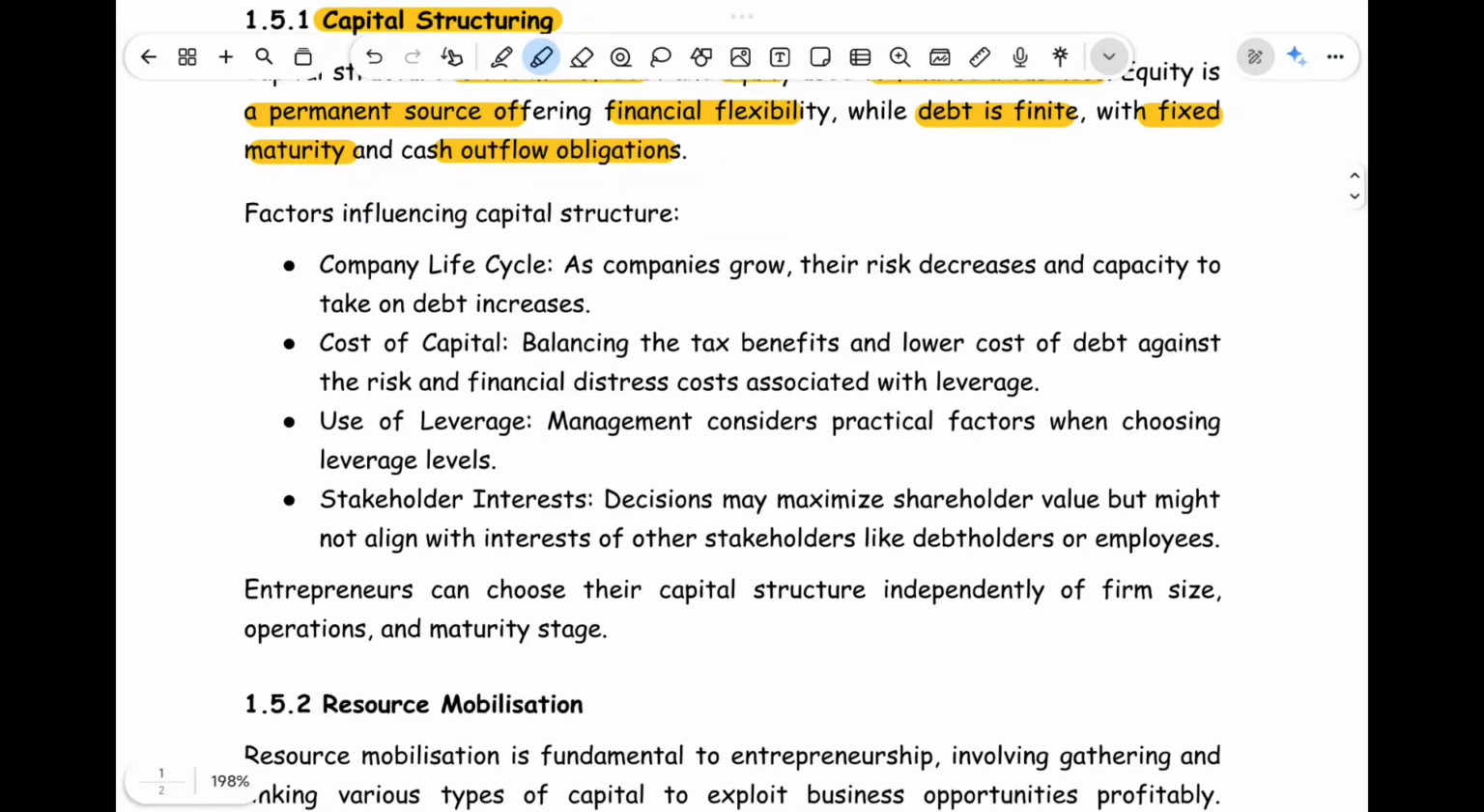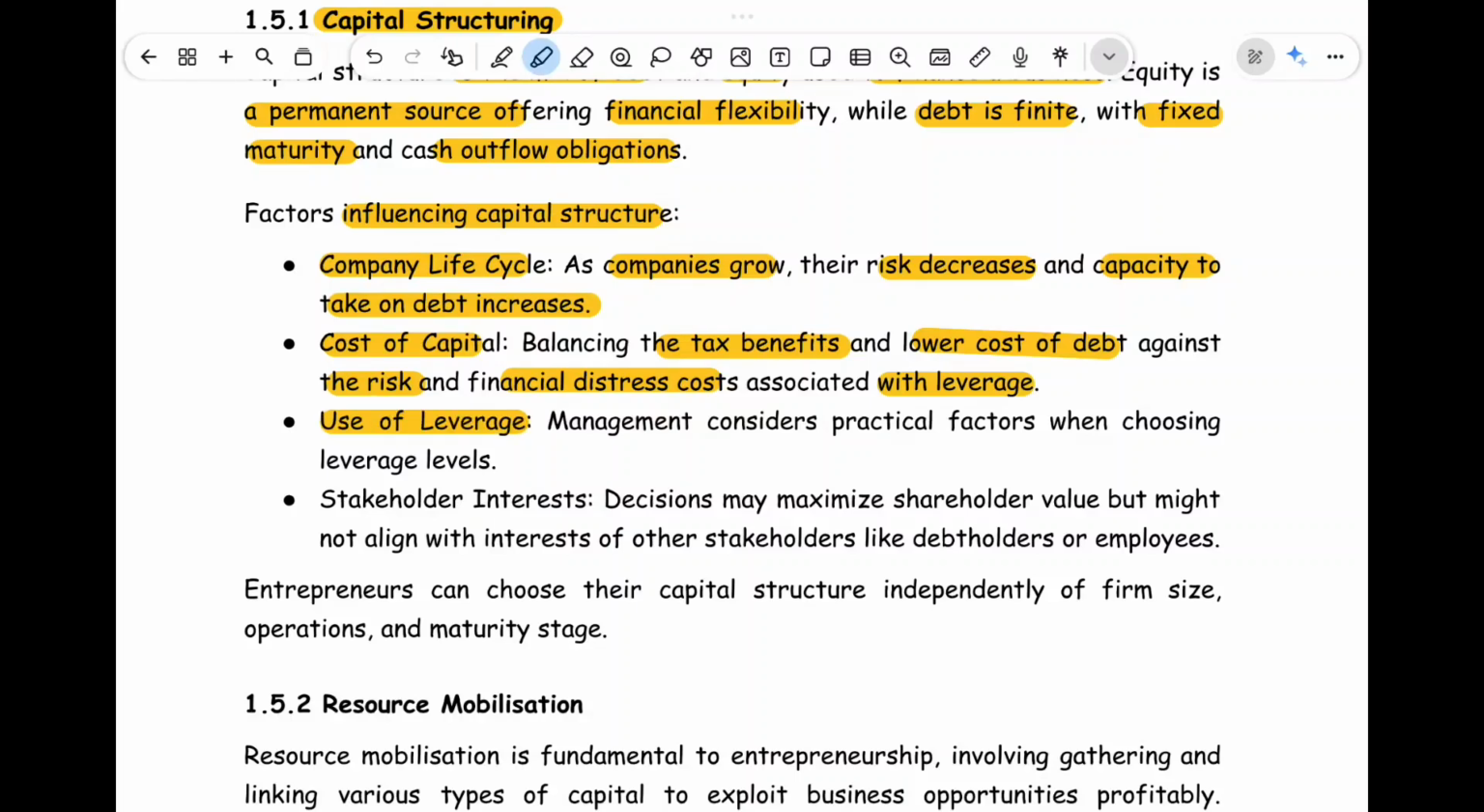Now, what are the factors that are influencing capital structuring? Company life cycle: as companies grow, their risk decreases and capacity to take on debt increases. Obvious reason. Cost of capital: balancing the tax benefit and lower cost of debt against the risk and financial distress cost associated with leverage. We already learned these things in our FM paper during our intermediate.